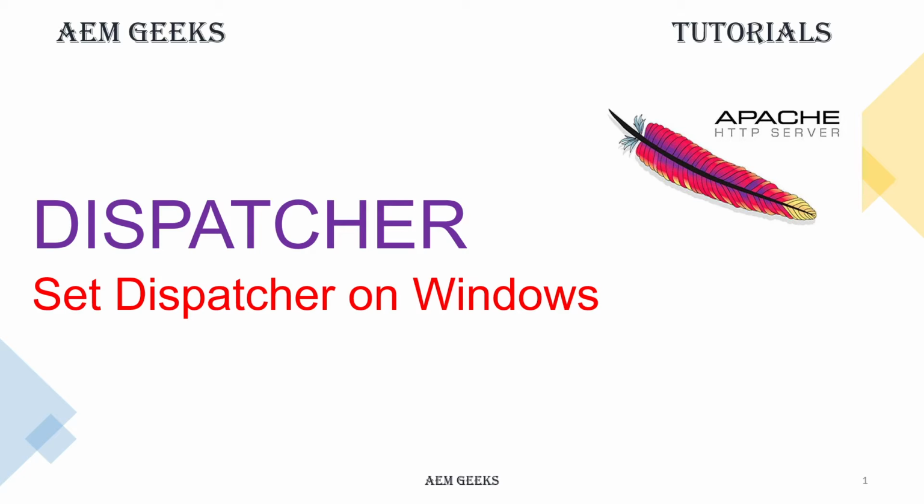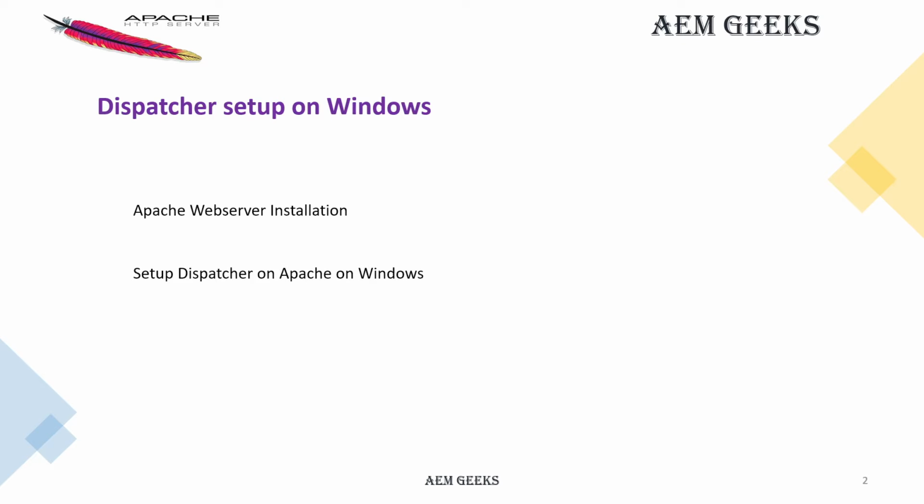Hi, in this tutorial, I'll talk about how to set up dispatcher on Windows machine. As part of this tutorial, I will explain how to install Apache Web Server 32-bit and how to set up dispatcher on that Apache 32-bit on Windows machine.